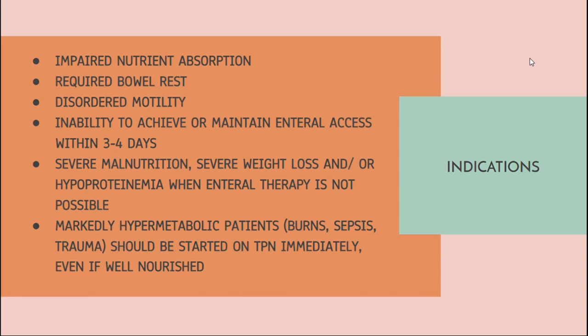Someone with severe malnutrition, severe weight loss, and/or hypoproteinemia when enteral therapy is not possible. And lastly, markedly hypermetabolic patients with burns, sepsis, or trauma should be started on TPN immediately, even if they are well nourished.